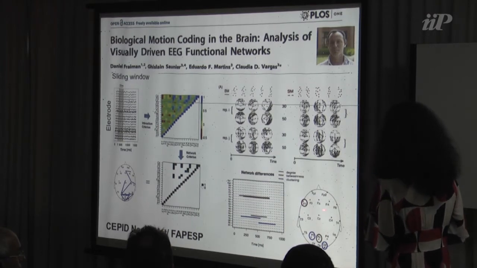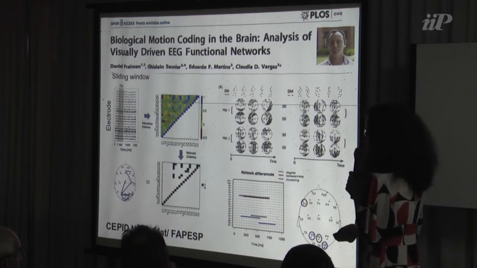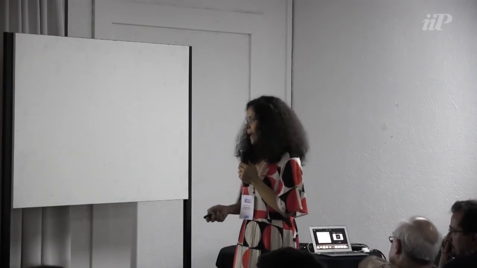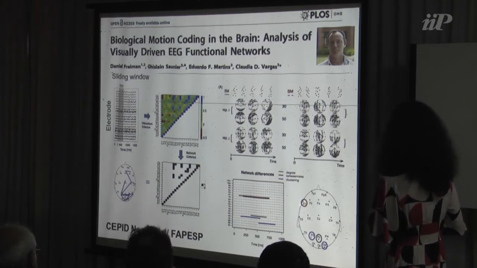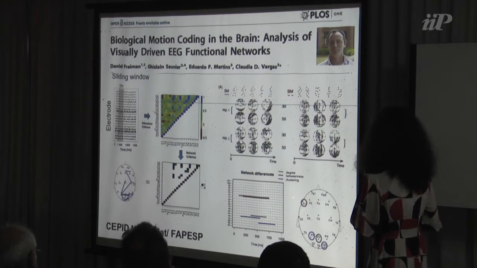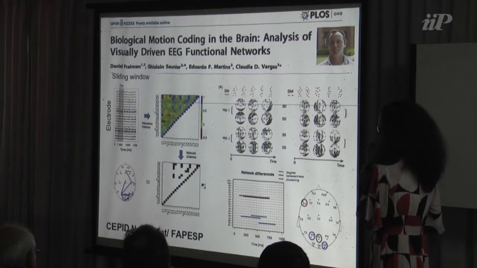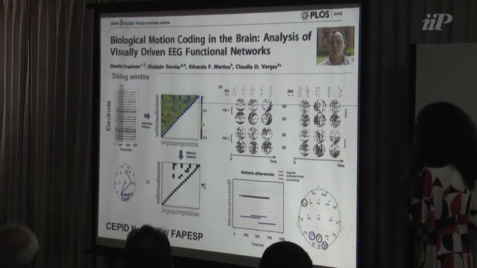For instance, for the F7 electrode, which corresponds to Brodmann areas 44 and 45, which are related to the processing of the coding of movement and the visual observation of movements, there was a clear difference between biological and scrambled motion in degree and betweenness, meaning that for the scrambled motion, many more electrodes were associated to this region as compared to the biological motion condition.